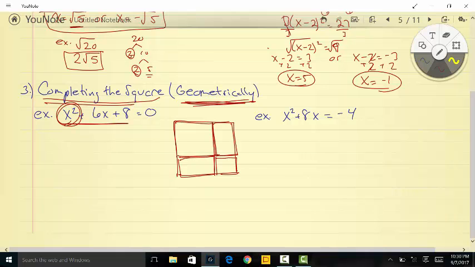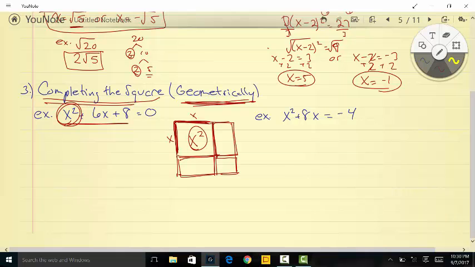X squared always goes in this top left square. And in order to make a square that has an area of x squared, the side lengths would have to be x by x. Therefore, x times x gives us x squared.